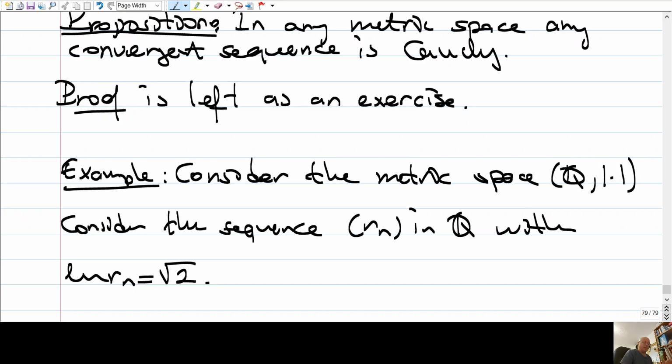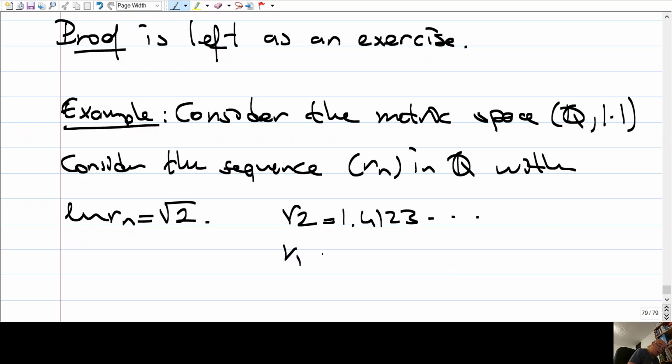We proved at the beginning of the semester that for any real number, there is a sequence of rational numbers converging to that real number, right? Actually, we could take Rn as just the decimal expansion of root 2, right? R1 is the first decimal, so root 2 is something like this. So I take R1 is just 1, R2 is 1.4, R3 1.41, and so on, right? Each time I add one more decimal to the rational number. The limit is of course root 2.